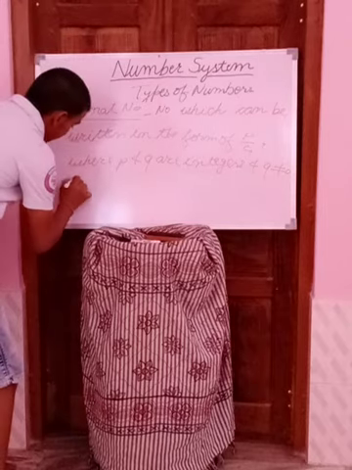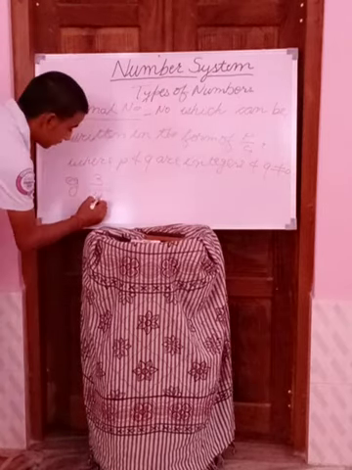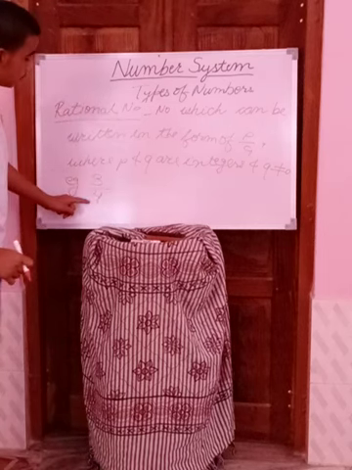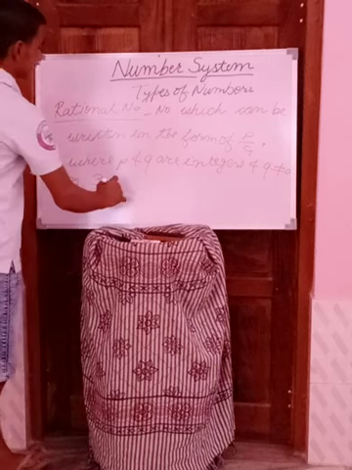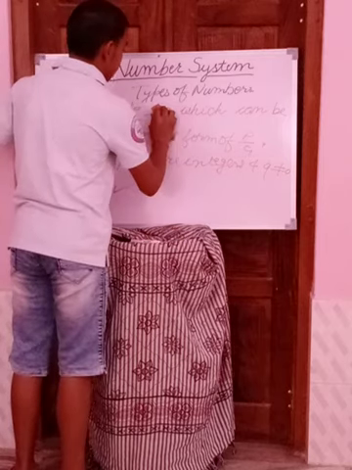Like 3 by 4. In this, 3 is p and 4 is q. And both the numbers p and q, meaning 3 and 4, are integers and q is not equal to 0. So this is a rational number. So now let's discuss irrational numbers.